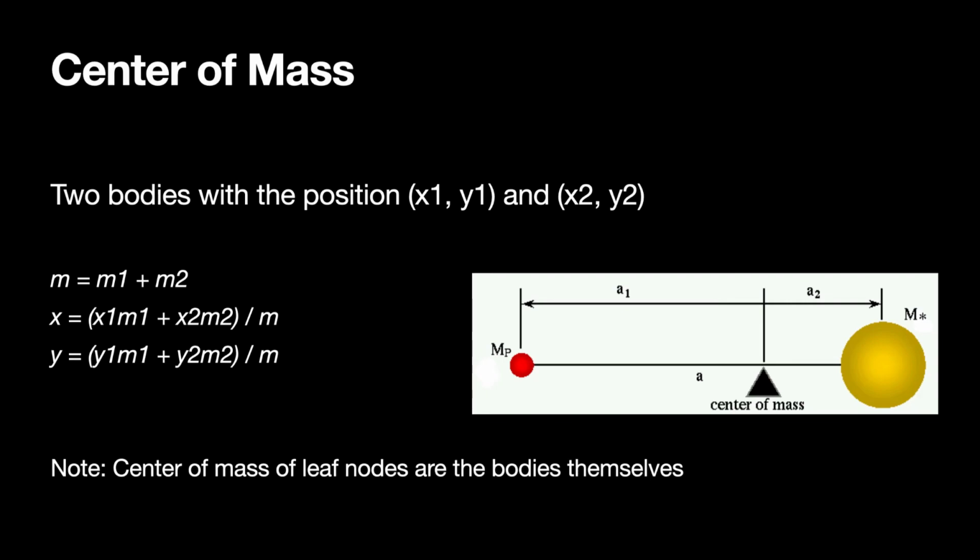So we can use this to gradually calculate the center of masses for our squares or quadrants when we insert a new body into the quadtree, right? Also, a small side note: the center of mass of a leaf node is the body itself, which should be very trivial to see.